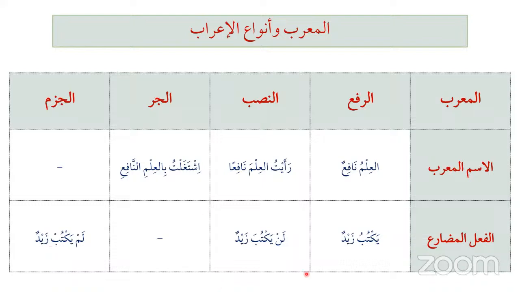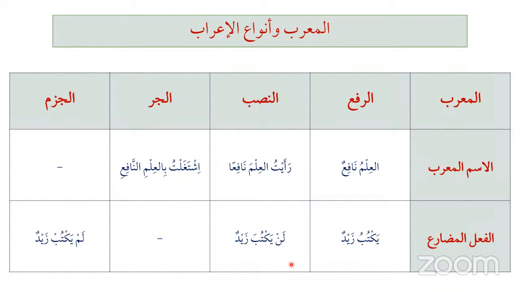For example, let's just say we want to say yaktubna, all those women are writing. And we want to bring lan before it, it'll be lan yaktubna. It'll still remain the same. And if you put lam before it, it will still be lam yaktubna, those women did not write. So if it has the noon of feminine plural, yaf'alna and taf'alna, those two patterns will remain mabni, which we will learn later on.